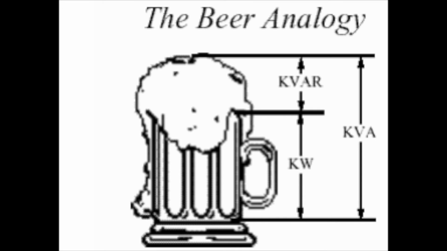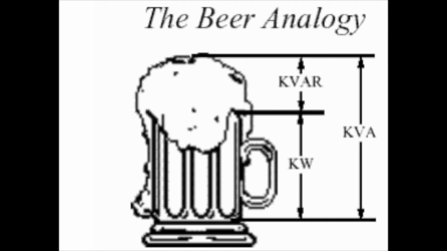So we want to go over what some of these terms mean. The best way to do it is typically showing a beer mug. To understand power factor, we need to understand a little bit of these terms. So kW is your working power. It's also called actual power, active power, real power. It's the power that actually powers the equipment and performs useful work.